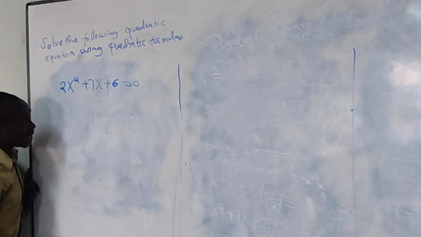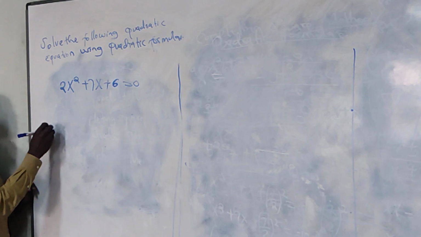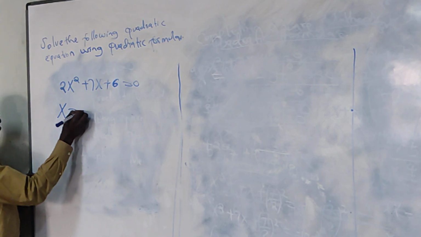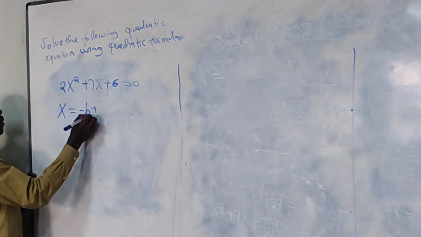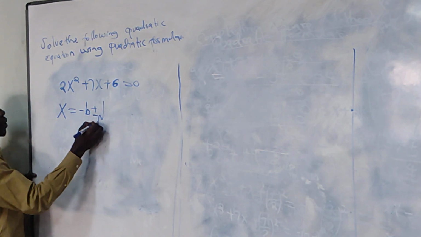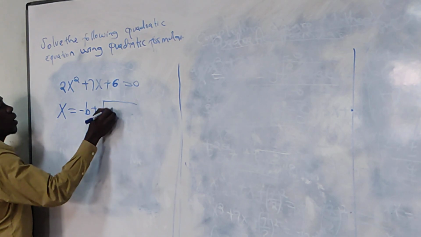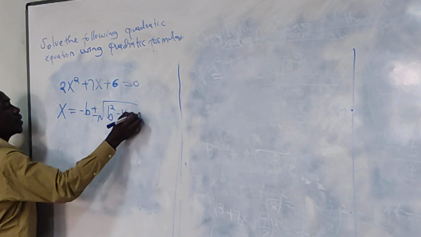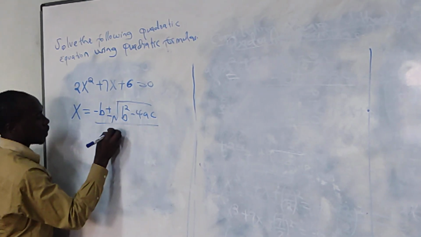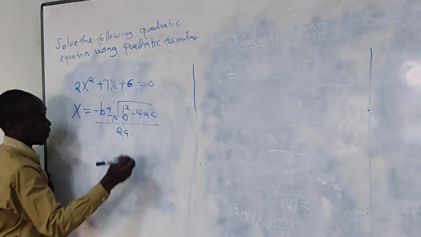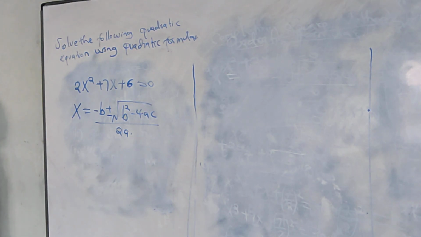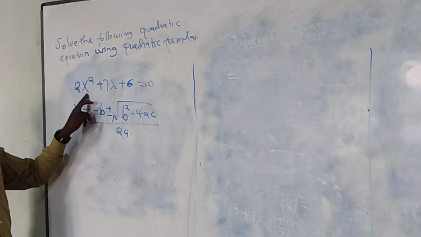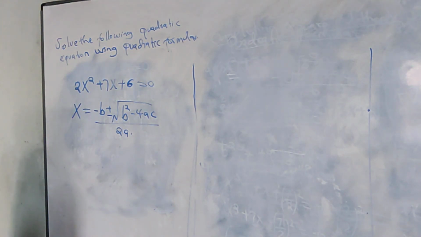We first start by writing down the quadratic formula. The quadratic formula is x equals minus b plus or minus the square root of b squared minus 4ac, everything over 2a. So this is what we have. The equation is 2x squared plus 7x plus 6 equals 0.